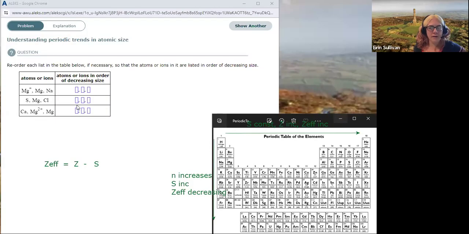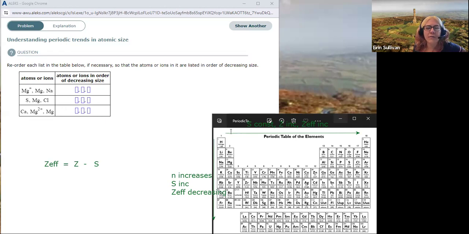Okay, so now that we understand the trends in effective nuclear charge across a period or down a group, let's talk about what effect effective nuclear charge, that was a lot of effect, has on the atomic radius. We'll deal with ions in a minute.